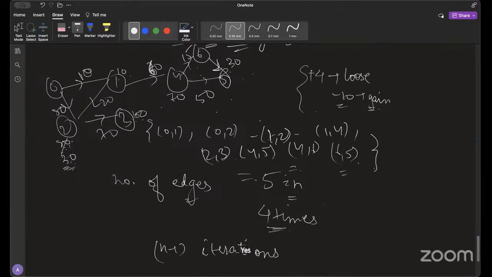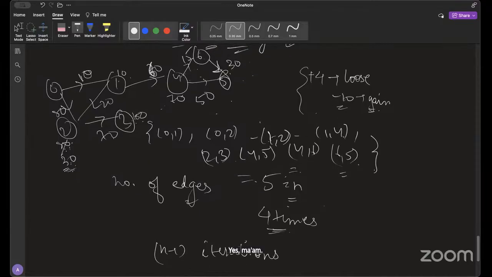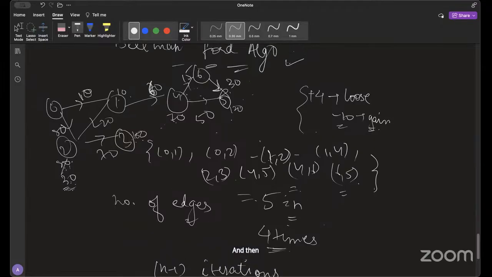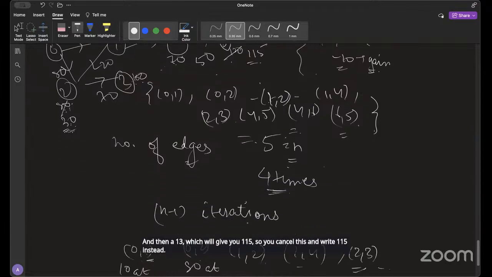And then you look at the 2, 3, 1. We've already covered this. Then 4, 5. So for 4, 5, you have a 70 here. You get a 120 here. And then for 4, 6, it's 70. You get an 85 here. And then for 6, 5, you get an 85. And then a 30, which will give you 115. So you cancel this and write 115 instead. So this is one iteration done.